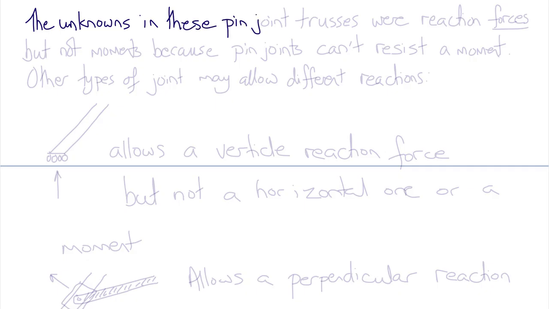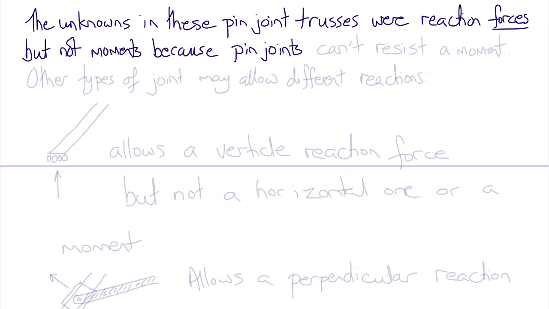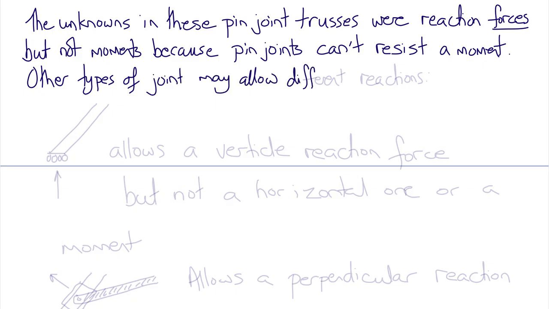Now in these pin-jointed trusses, the unknowns were reaction forces but not moments, because pin joints can't resist a moment, and in that way they're similar to joints in our body that require the actions of muscles to keep them stable. Different types of joint or constraint allow different kinds of reactions.